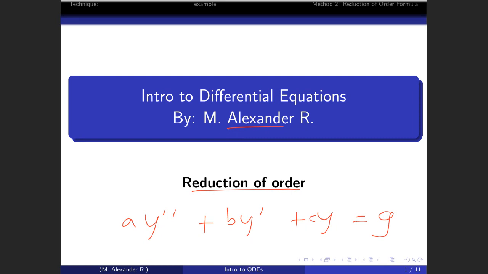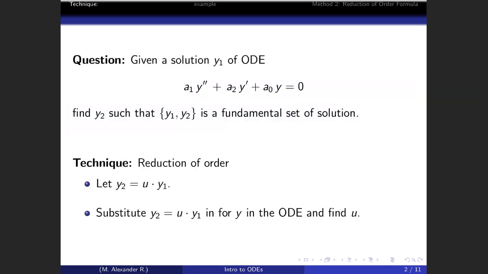So what we're going to do first is let me give you the question and then let me give you the method on what we're going to do. Here's the type of equation that we'll deal with. This is homogeneous because it's a zero. So a homogeneous linear differential equation, second order.